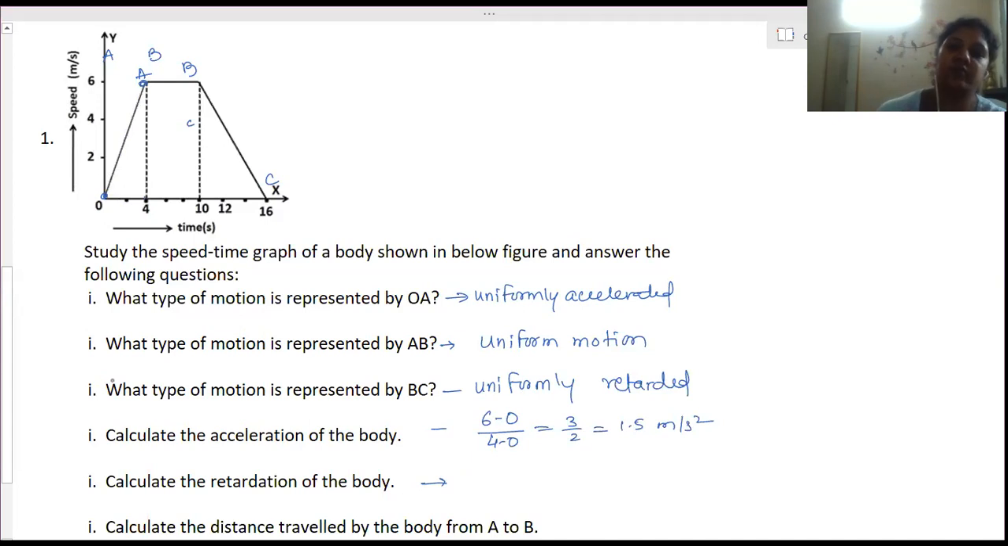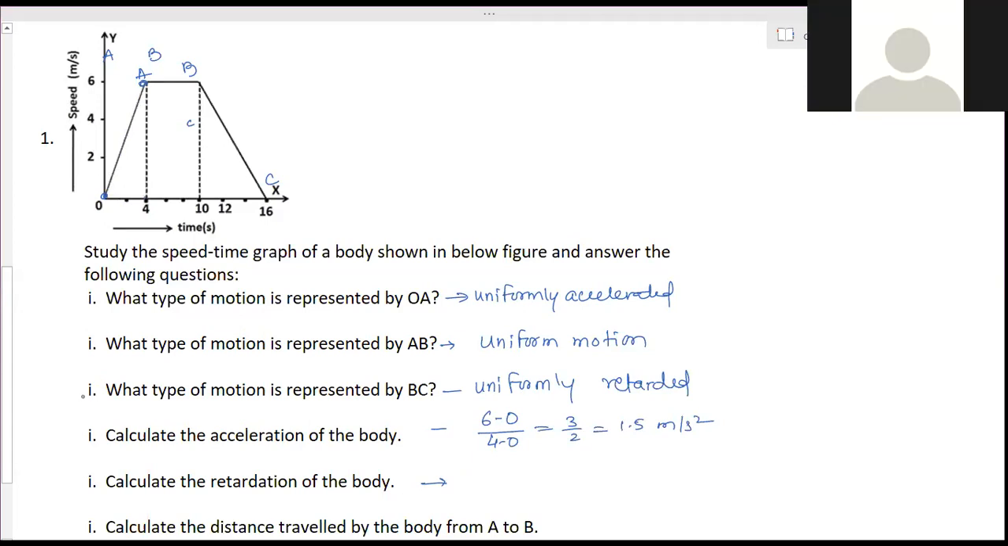Retardation. Yes, ma'am, retardation. In this, the final velocity is 0 and the initial velocity is 6. The time duration is 16 minus 10, that is 6. So the retardation is minus 1 meter per second square.